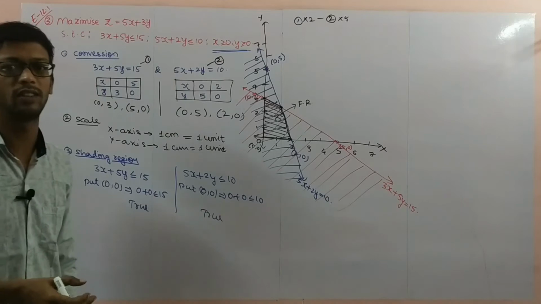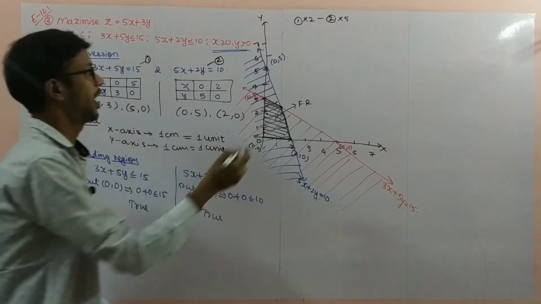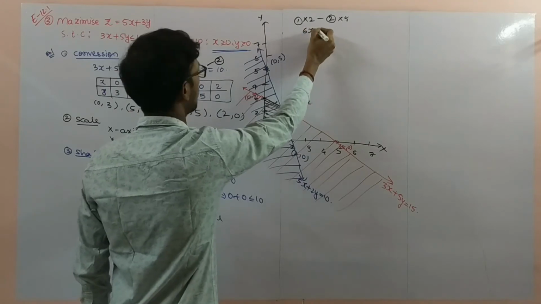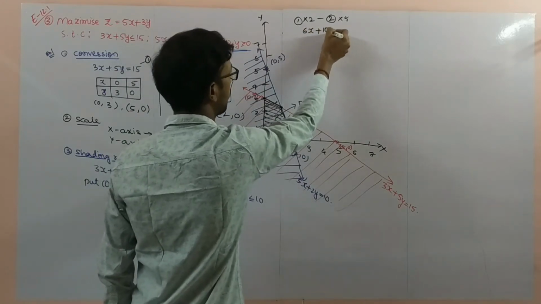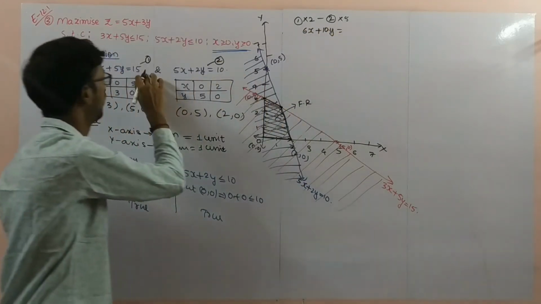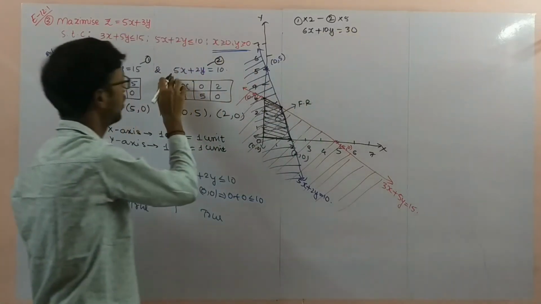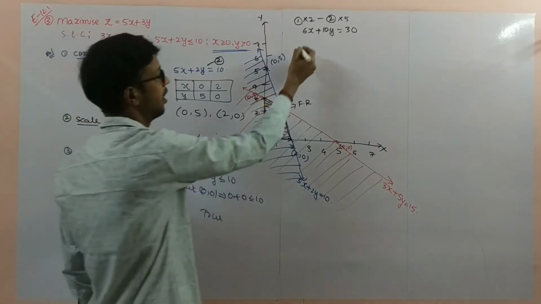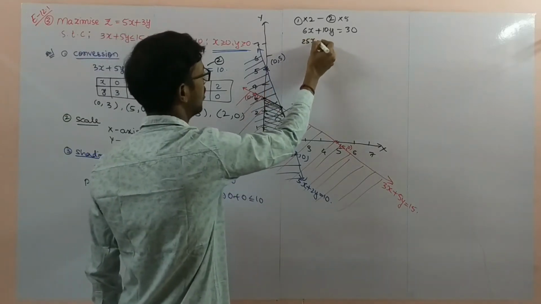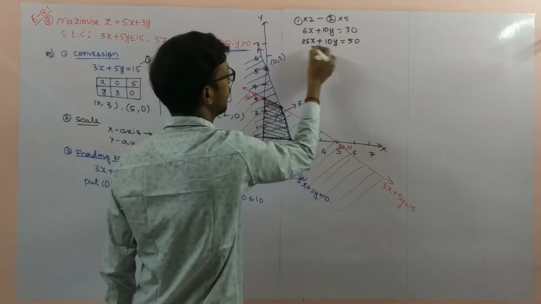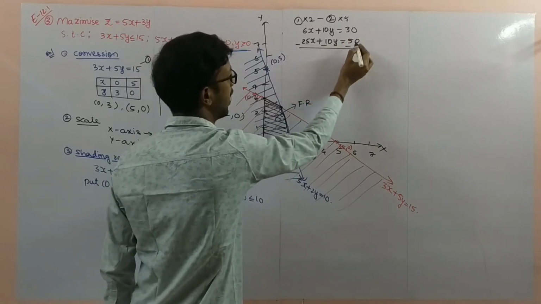Anyway, we can do this simplification. So now you take here, multiply with 2, which means 6x plus 10y equal to 30, 2 fifteens are 30. Second equation multiply with 5: 5 fives are 25x plus 10y equal to 50. Subtraction making, signs will be changed.